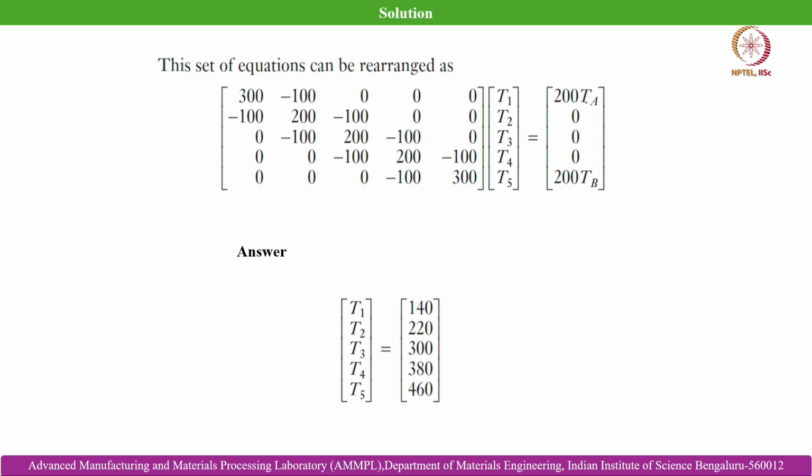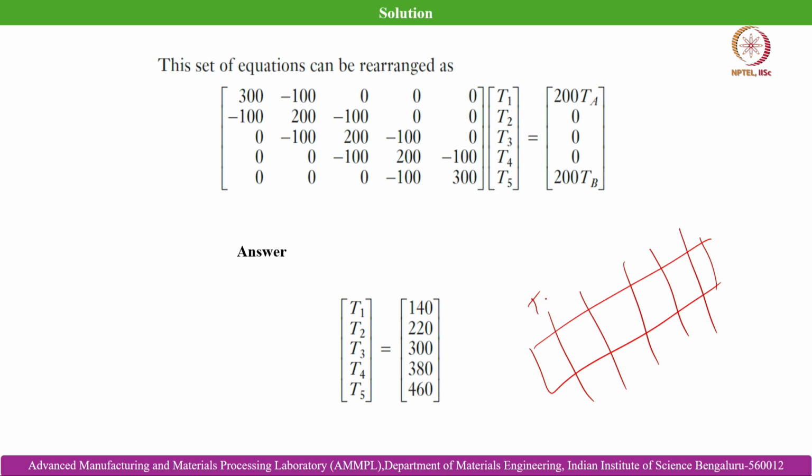So, we can get by doing a simple MATLAB calculation, or we can also do it by the Gauss elimination method. We can arrive at the values of the temperatures at individual nodes of this rod. So, this is how you can calculate the temperature distribution in the 1D rod. This is how we can estimate the values at each nodal point of this rod, T1, T2, T3, T4 and T5. So, the values are written over here.